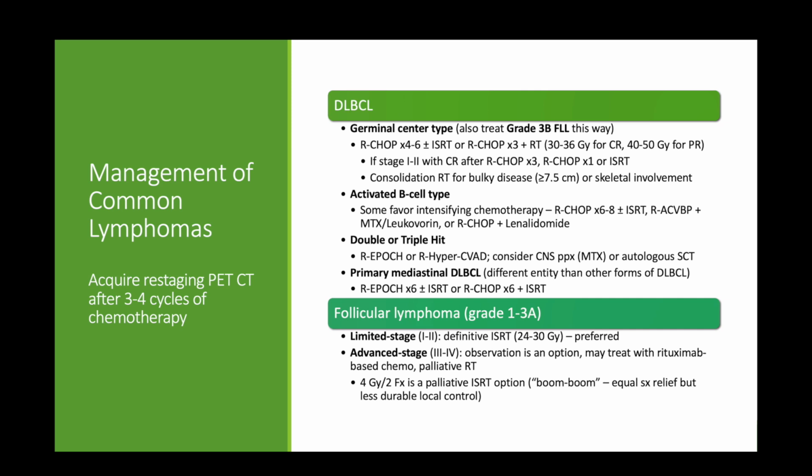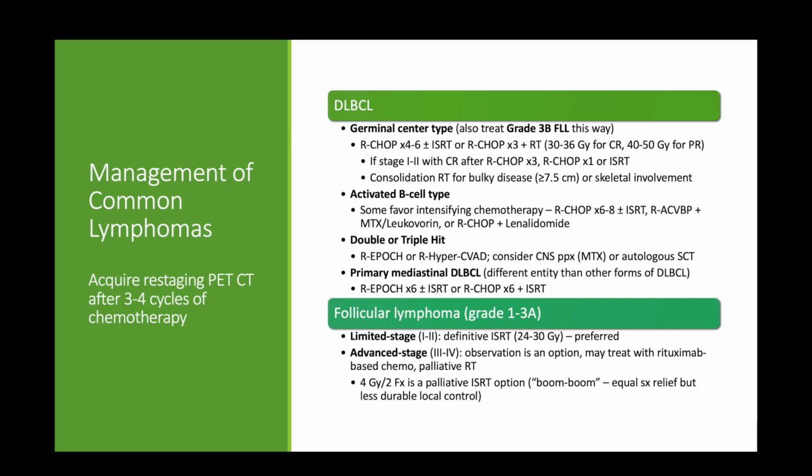So there's a lot of options here. A lot of the times patients with DLBCL are just going to get 4 to 6 cycles of R-CHOP and call it a day. But as radiation oncologists, it's important for us to know when we might want to treat with radiation. And so if they only received 3 cycles of R-CHOP, or if they require consolidation for either bulky disease or skeletal involvement.